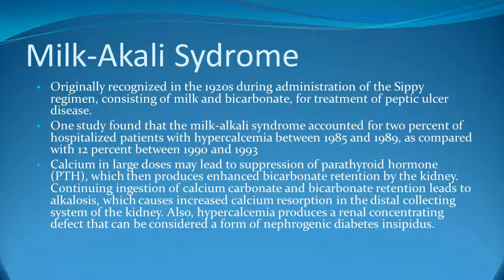Calcium in large doses may lead to suppression of parathyroid hormone, which then produces enhanced bicarbonate retention by the kidney. Continuing ingestion of calcium carbonate and bicarbonate retention leads to alkalosis, which causes increased calcium reabsorption in the distal collecting system of the kidney. Also, hypercalcemia produces a renal concentrating defect that can be considered nephrogenic diabetes insipidus.